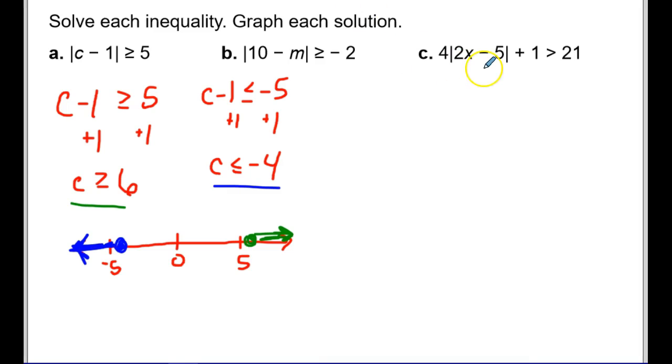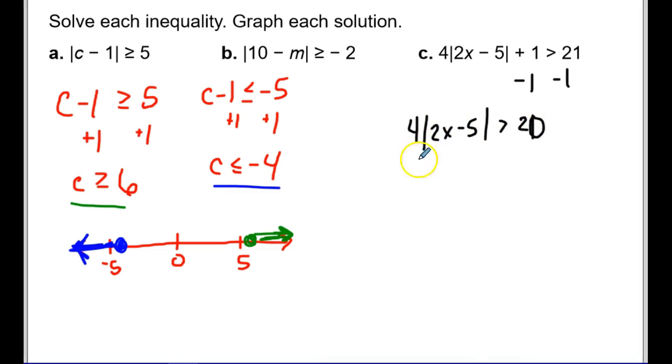So now I want to look at part C with you here, because there are several steps that we need to take before we can start solving our two equations. So the first thing I notice is my absolute value is not all by itself. So that has to happen first. So the first thing I actually need to do is subtract 1 from both sides. So now I have 4 times the absolute value of 2x minus 5 is greater than 21. Oh, sorry, 20, because I have to subtract that 1.